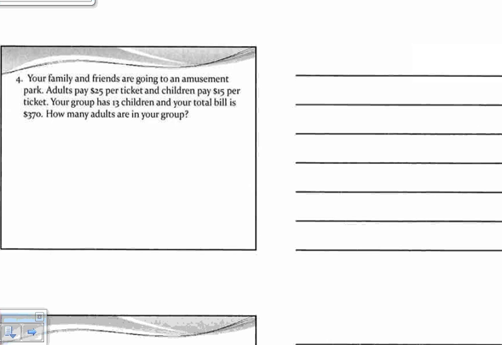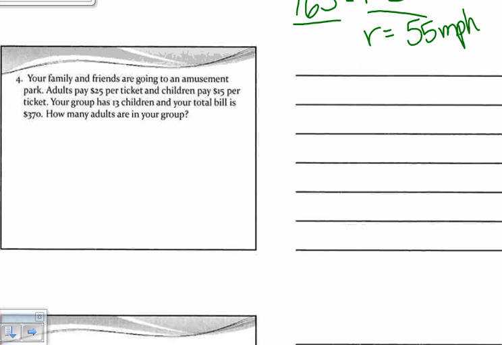Alright, let's see if we can get through one more here real quick before I let you go. Alright, number 4. Your family and friends are going to an amusement park. Adults pay $25 per ticket. Children pay $15 per ticket. Your group has 13 children, and your total bill is $370. How many adults are in your group?